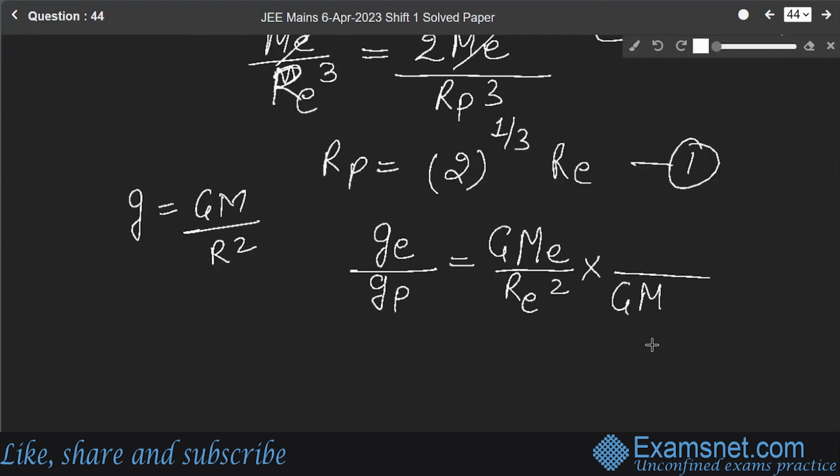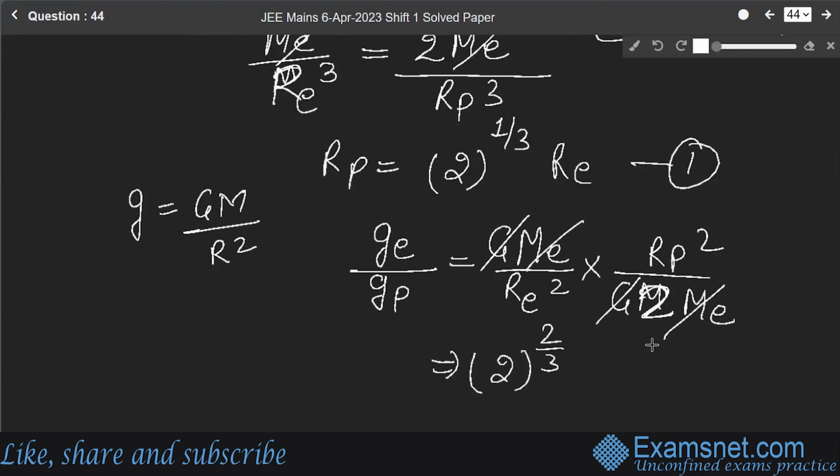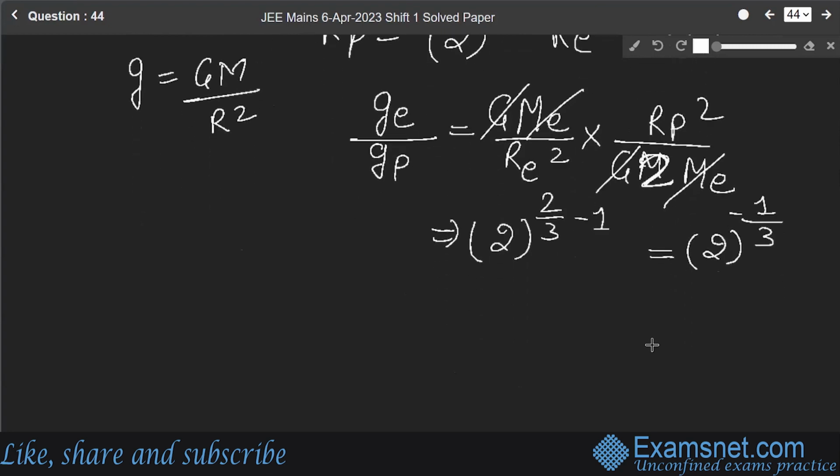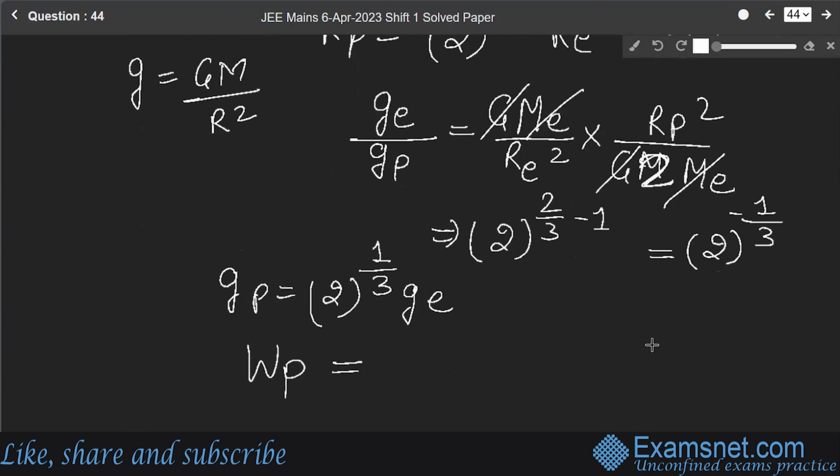MP means 2 into mass of Earth, into RP square. So it will be equal to 2 raised to the power 2 by 3 minus 1. It will be equal to 2 raised to the power minus 1 by 3. So GP becomes 2 raised to the power 1 by 3 into GE. So WP will be equal to 2 raised to the power 1 by 3 into WE.